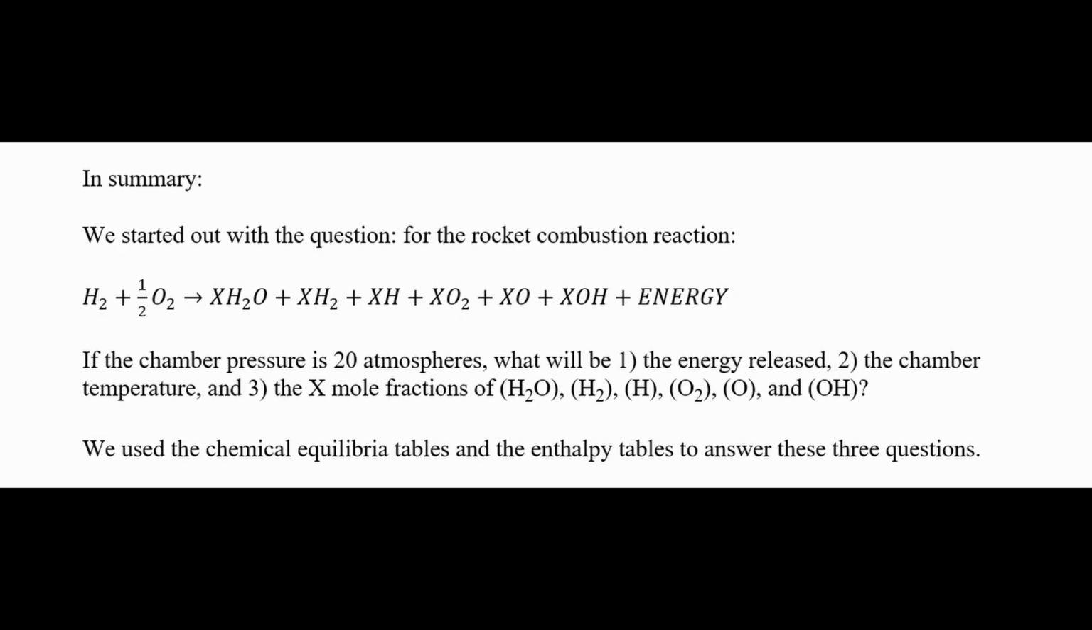To sum up what we did, we started out with the question for the rocket chamber combustion reaction. H2 plus 1/2 O2 gives us so many x moles of products plus energy. If the chamber pressure is 20 atmospheres, what will be 1, the energy released, 2, the chamber temperature, 3, the x mole fractions of H2O, H2, H, O2, O, and OH. We use the chemical equilibrium tables and the enthalpy tables to answer these 3 questions.